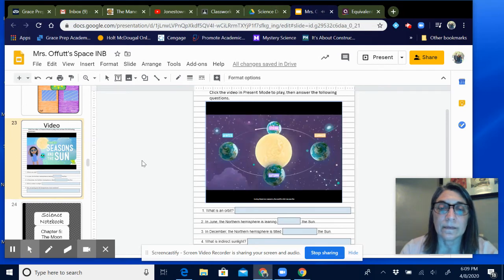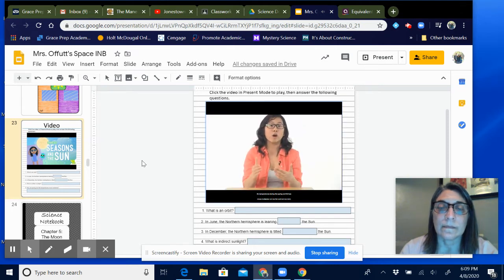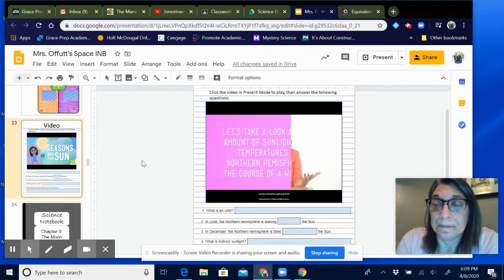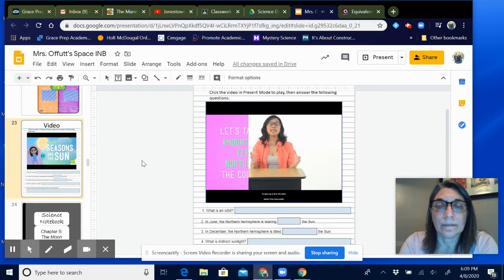During these two seasons, the Earth's orbit causes the northern hemisphere to be neither tilted toward the sun nor away from it. So temperatures during the spring and fall are more moderate, not too hot and not too cold, since the entire globe is getting about the same amount of direct sunlight at once. Now, let's take a look at how the amount of sunlight affects temperatures in the northern hemisphere over the course of a whole year. An easy way to show this yearly pattern is by using a graph.